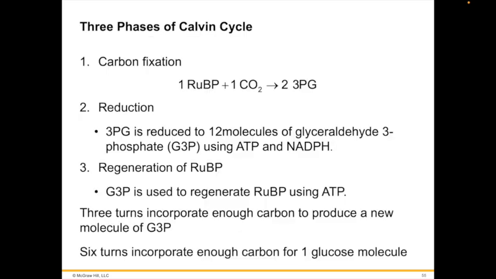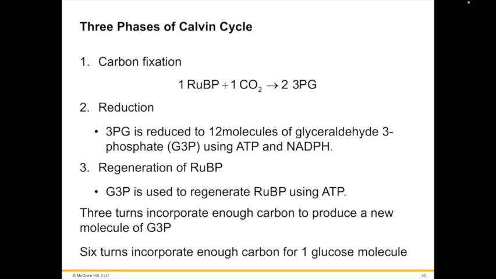The net equation for the Calvin cycle is 6 CO2 plus 18 ATP plus 12 NADPH plus water yields 2 glyceraldehyde 3-phosphate, 16 inorganic phosphates plus 18 ADP plus 12 NADP+. With 6 full turns of the cycle, 6 molecules of carbon dioxide enter, 2 molecules of G3P are produced, and 6 molecules of RuBP are generated. Thus, 6 turns of the cycle produce 2 G3P that can be used to make a single glucose molecule.